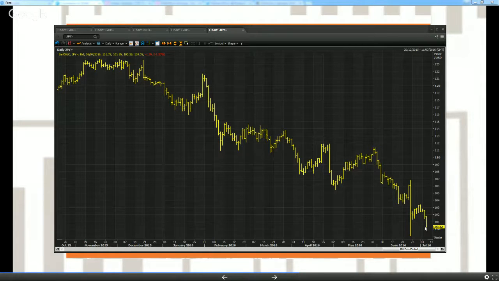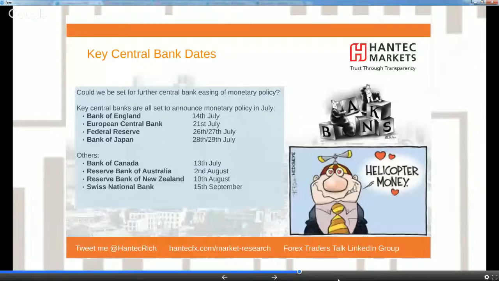Again, we're seeing another move. What's that? 140 ticks now down on the yen. It's coming back towards 100 parity, the 100 big figure. The low is at 99.08. It's likely to be seen, and possibly even lower, in front of the BOJ meeting. Other central banks are further out into August and September, apart from the Bank of Canada, which is actually first up.